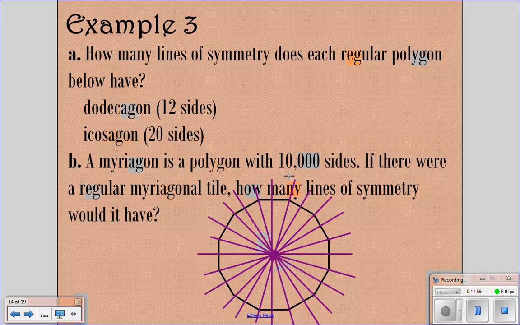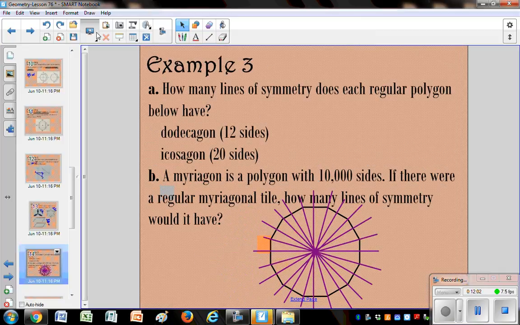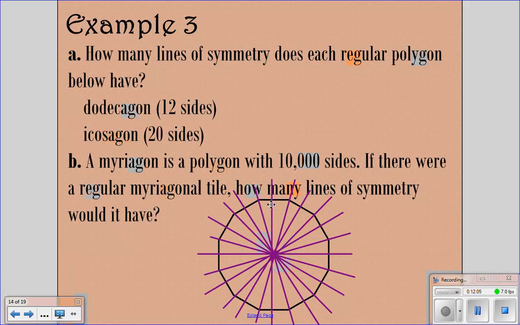Okay, and so now I need to figure out how many lines of symmetry I actually have. I've got 1, 2, 3, 4, 5, 6, 7, 8, 9, 10, 11, 12. Once I get to this one, I've already counted it, and same thing all the way around. So there are 12 lines of symmetry in a dodecagon that has 12 sides. So how many lines of symmetry will we have for an icosagon? We're going to have 20 lines of symmetry because it has 20 sides.